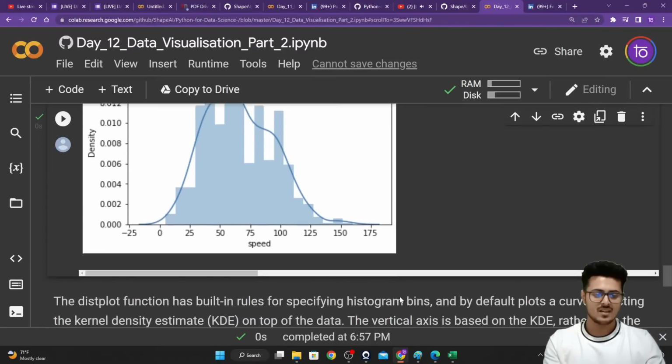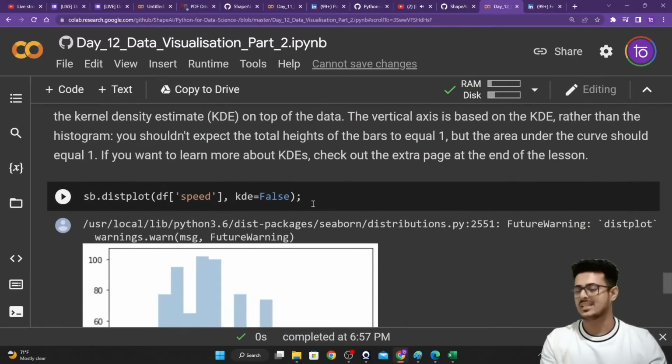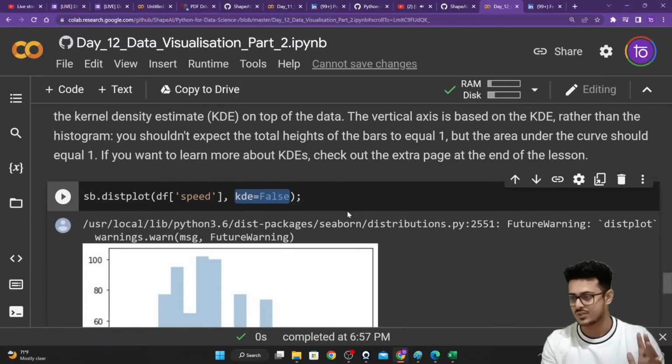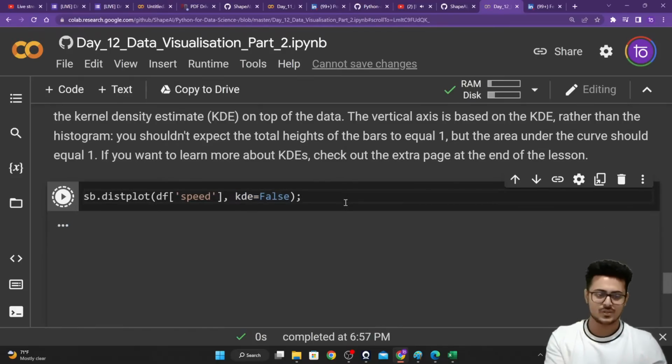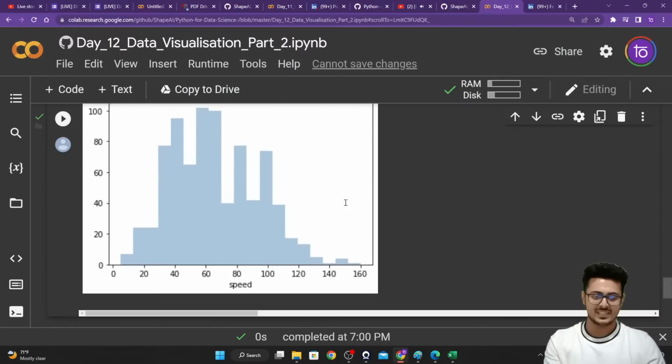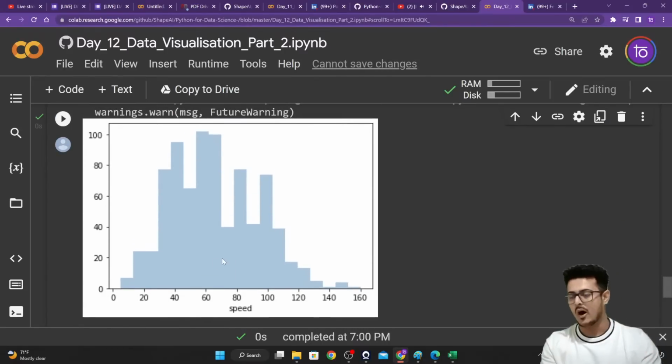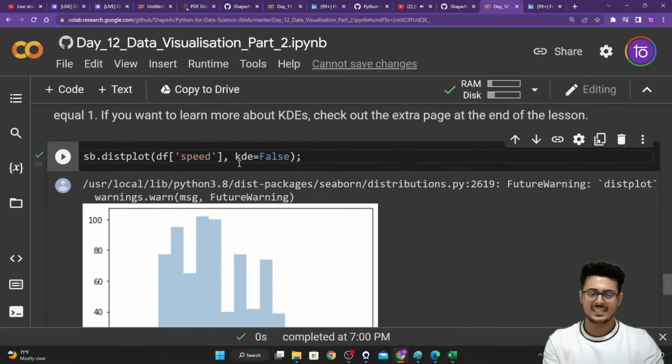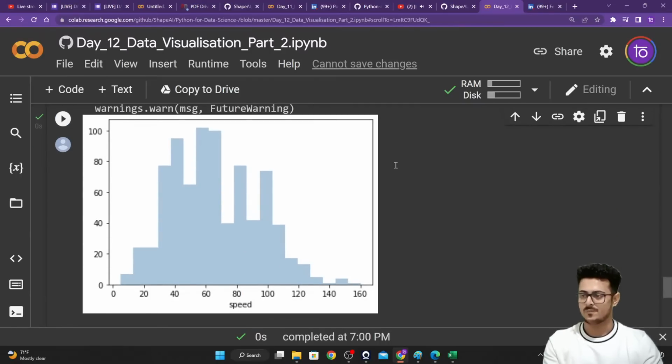Great. So right over here, if you don't want KDEs, just write kde equals False. It will not plot the KDE for you, and you'll just be getting a normal histogram. As you're able to see, you have numbers on the left hand side and numbers on the bottom as well. So you're just getting a normal histogram. For doing that, just write kde equals False. You don't want the KDEs at any particular point. Are you guys able to understand this? Please do let me know.